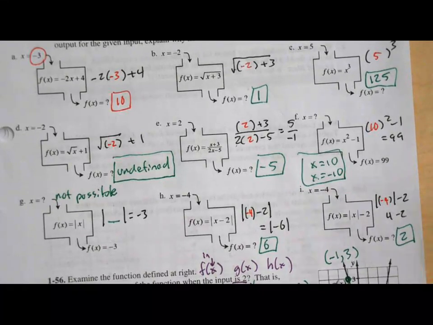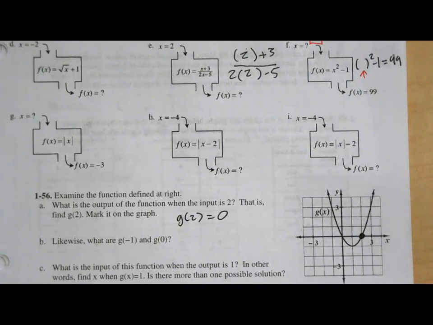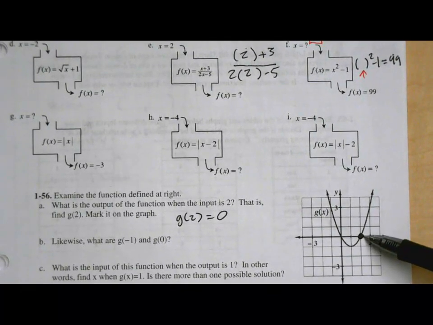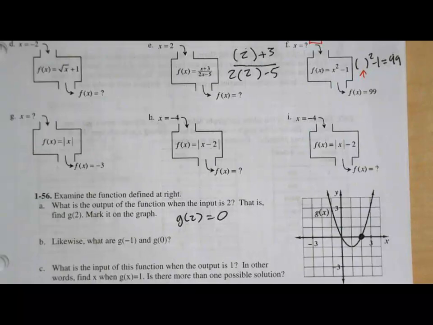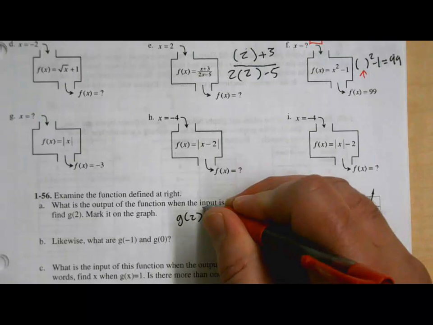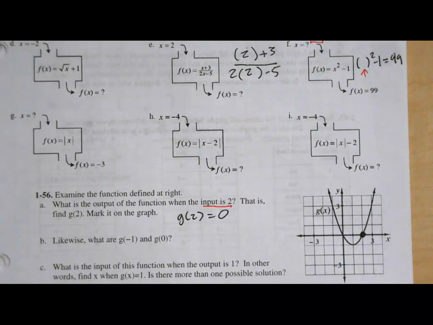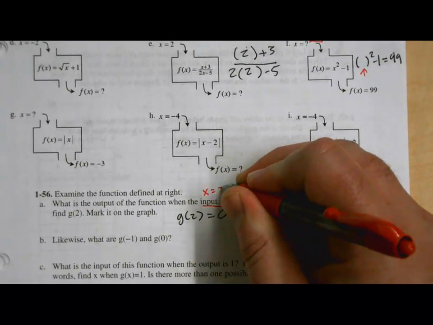All right, let's talk about 56. Can I get you guys to go to 56? And can you please, on your graph, highlight this point right here? Draw in this point right here. The reason I did that point is because the question said, what is the output of the function when the input is 2? When they say the input is 2, they're telling us that x is 2.